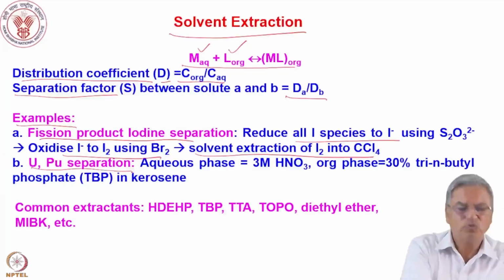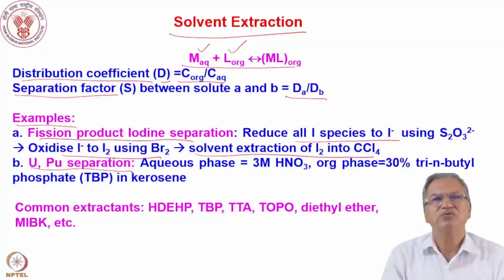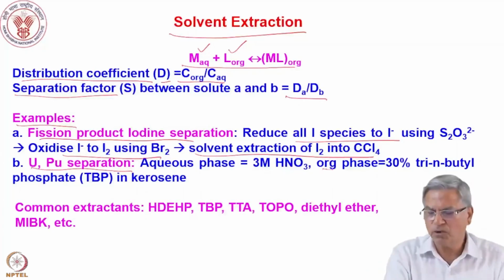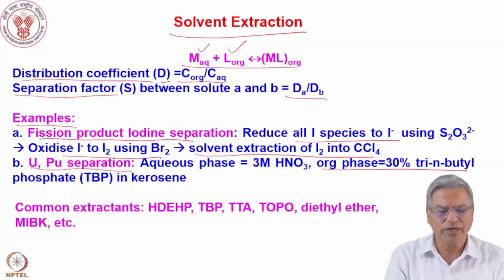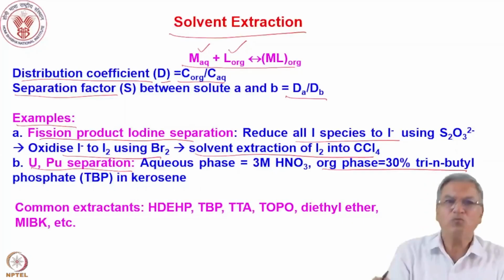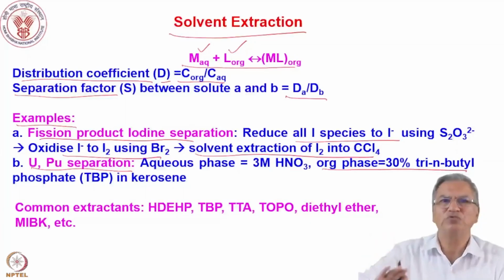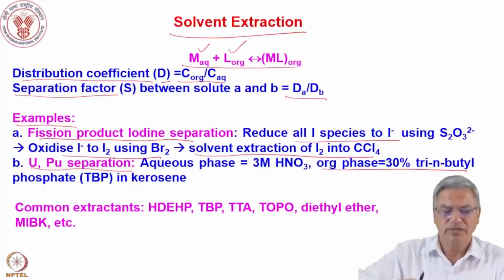Similarly, uranium and plutonium you can separate by a reagent called 30% tributyl phosphate in an organic solvent like dodecane or kerosene. The aqueous phase is 3 molar nitric acid, and they have a very high distribution coefficient. All of them will go into the organic phase.